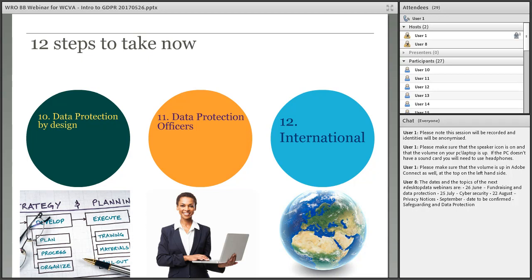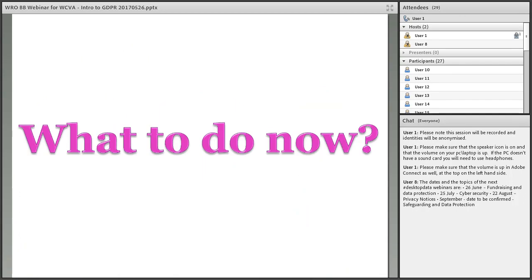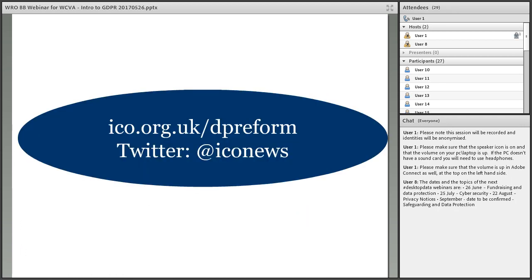So those are the 12 steps. I'm aware that I might have whizzed through them, but given it's lunchtime, I'm sure many of you might be desperate to get off. In terms of the guidance that we've got now, what do you do now as an organisation? Obviously, start complying with those 12 steps if you haven't already done so.